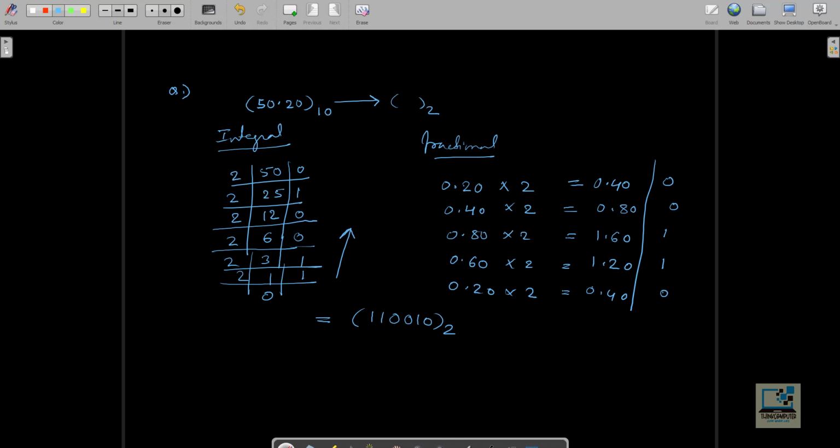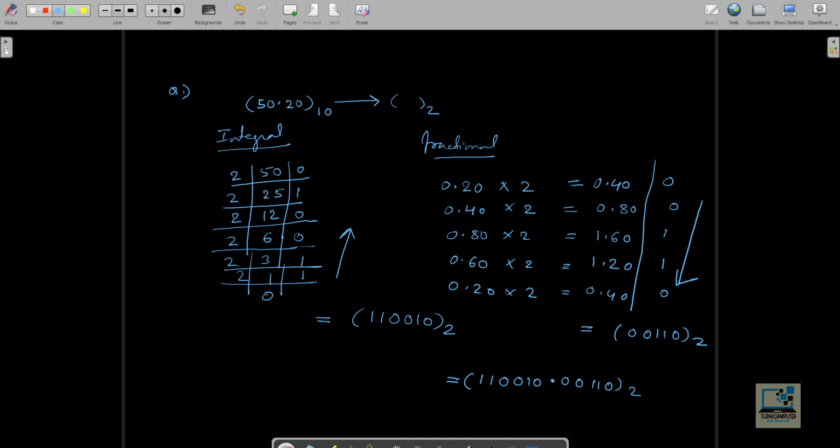So no need to go any further now. For the fractional part, you can stop after 5 steps. So for the fractional, we will be writing the result top to bottom. Okay, top to bottom. So that is 00110 base 2. So the final number that is coming up is 110010.00110 base 2. That is the binary equivalent of 50.20.